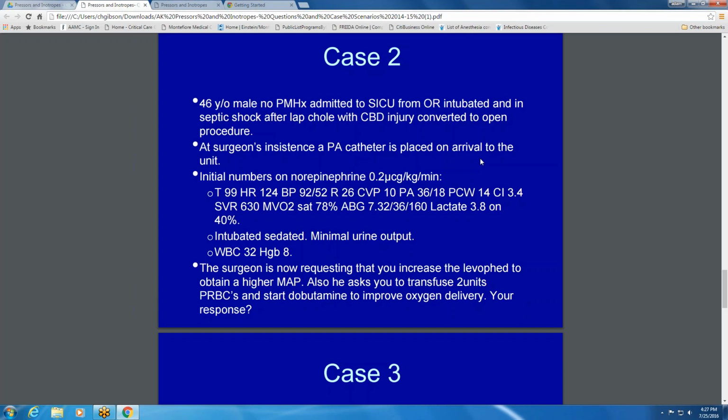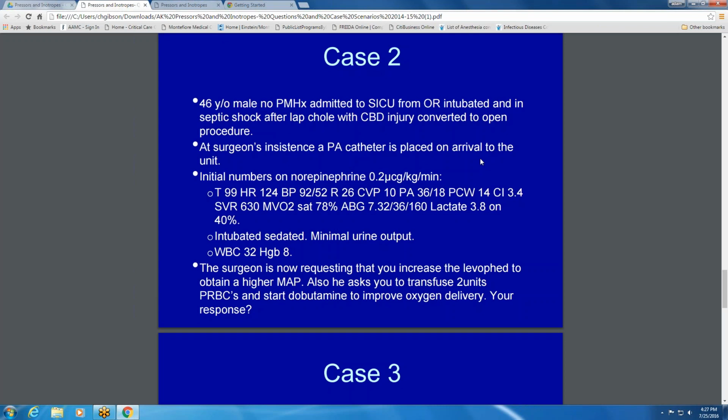Hemoglobin is okay. Unless this patient is bleeding, the recommendation would be not to transfuse this patient. We know there's nothing to be done with dobutamine here. The cardiac function is fine. And we have good evidence that patients who don't have pre-existing hypertension do not benefit from being pressed to a higher mean arterial pressure than our usual.